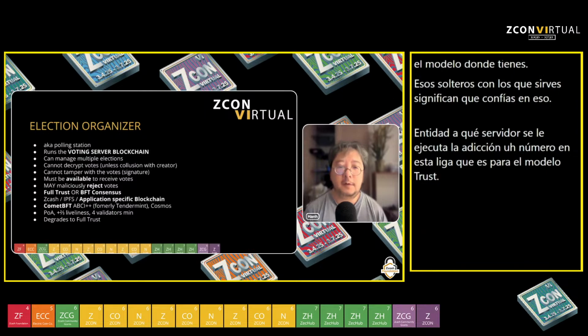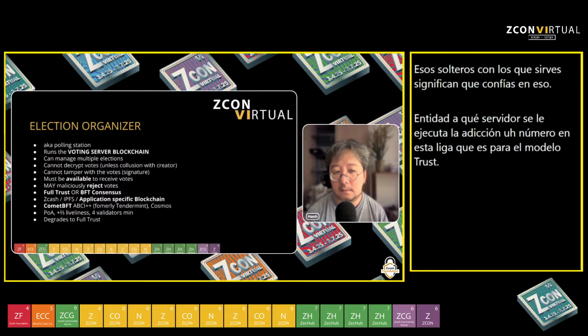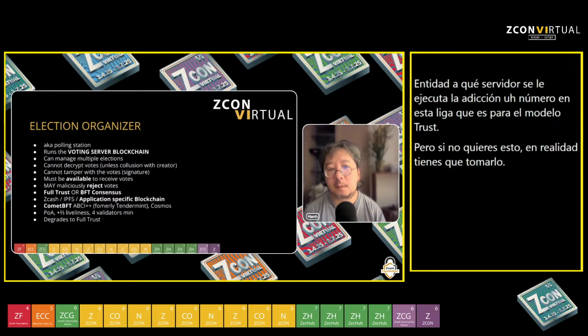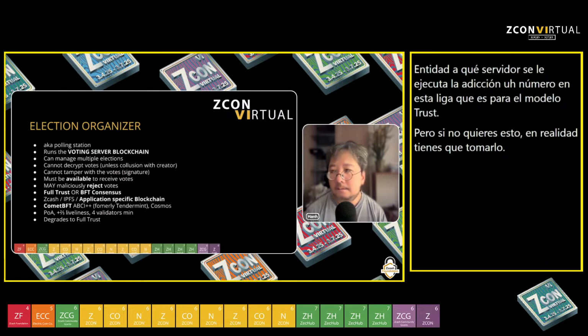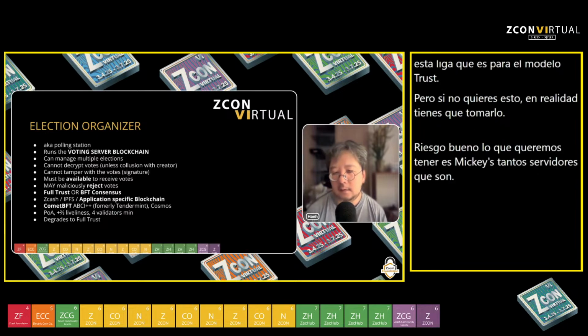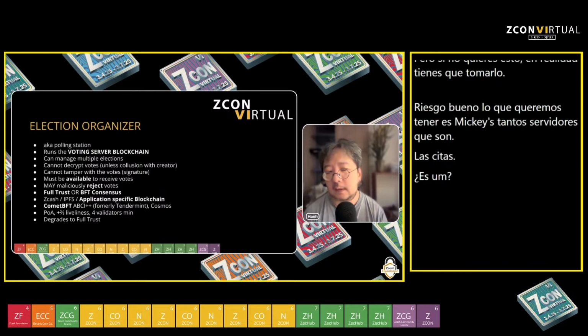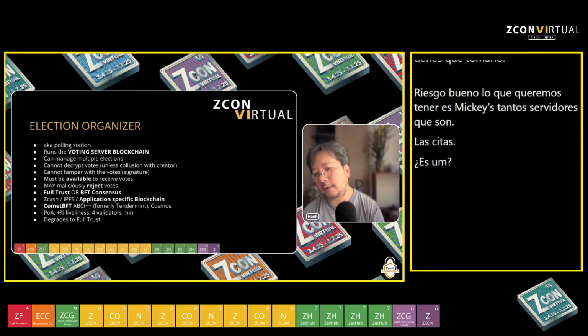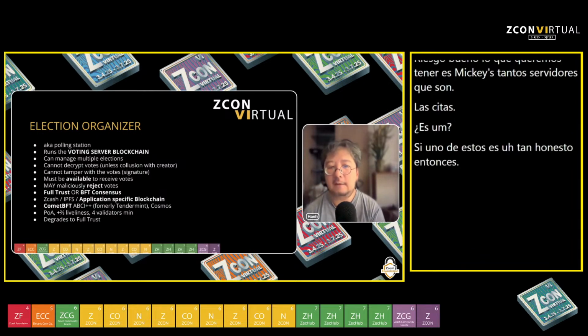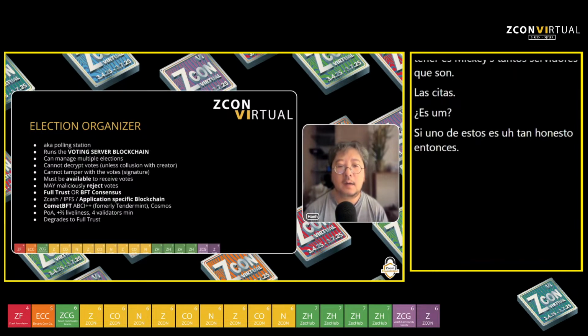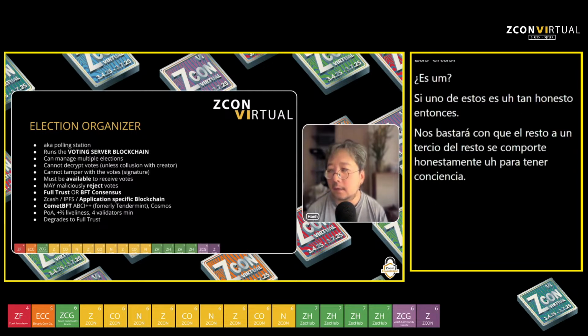But if the election is too big to take that risk, what we want to have is multiple validators, so multiple voting servers, who are all validating the incoming ballots. And now, if one of these entities is dishonest, it will be enough that 2/3 of the rest behave honestly to have consensus. Right. So we're talking here about a blockchain that is application specific.